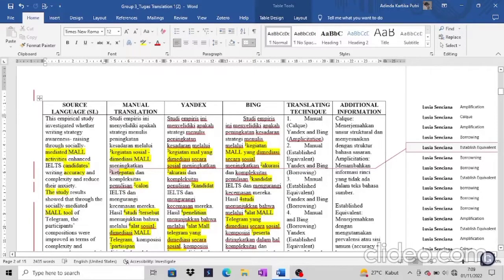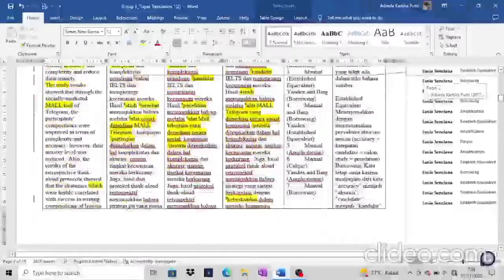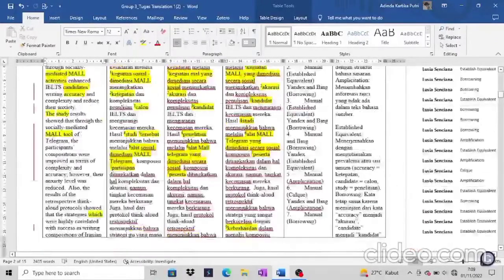Okay, the second is the word accuracy. In the manual translation was used established equivalent, translating by prioritizing the prevalence or general use. Accuracy is "ketepatan."